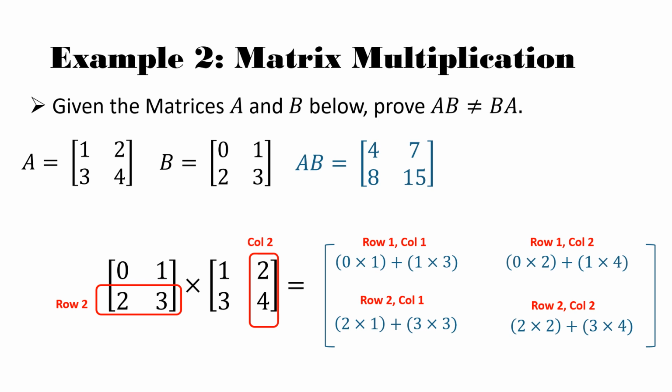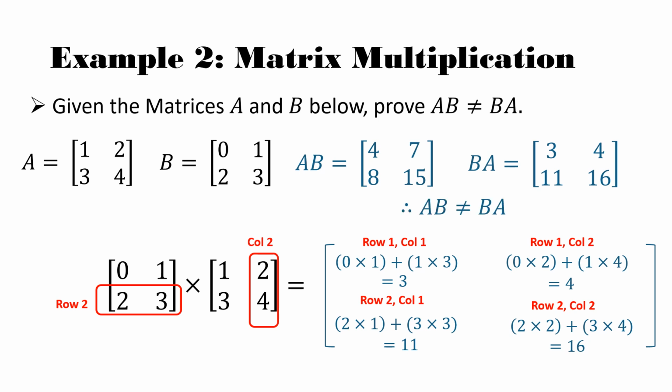And if we work through each of those and get some answers, so 0 by 1 is 0, plus 1 by 3 is 3. 0 by 2 is 0, plus 1 by 4 is 4. 2 by 1 is 2, plus 3 by 3, which is 9. That's 2 plus 9 is 11. And 2 by 2 is 4, plus 3 by 4 is 12. That gives us 16. So we get BA is equal to 3, 4, 11, 16. Now, it's really clear to see here that actually AB is not the same as BA. Matrix multiplication is not commutative.